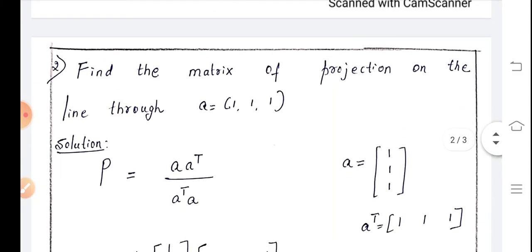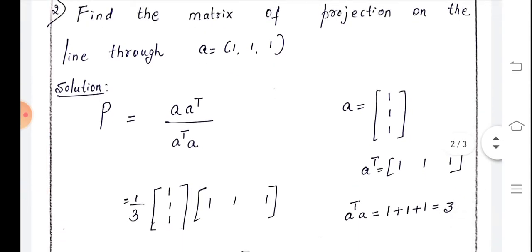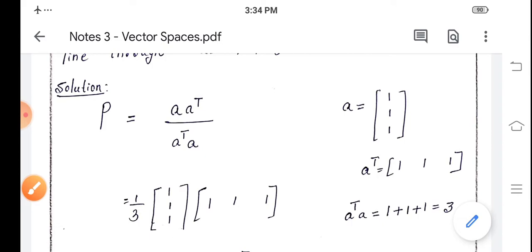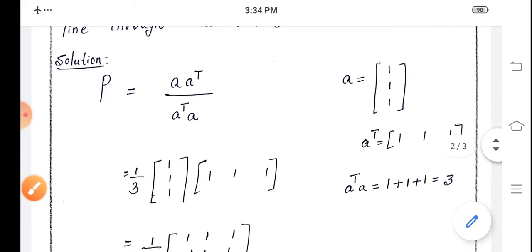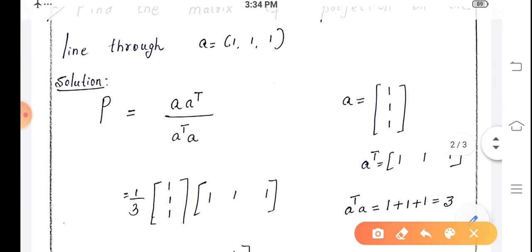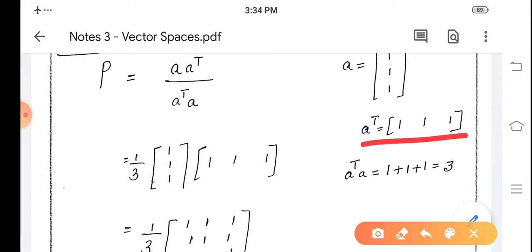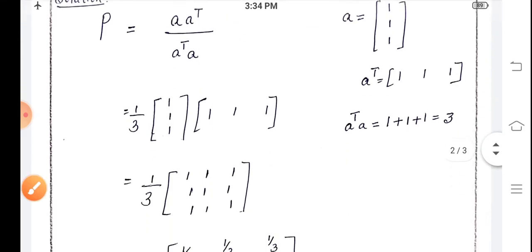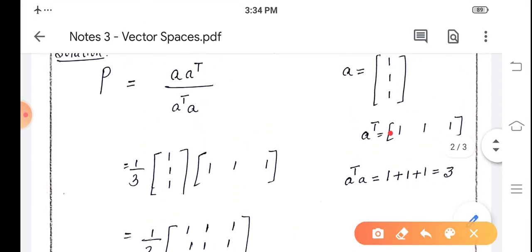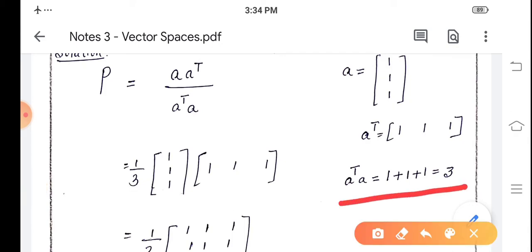Now let us work out one more problem, that is question number 2. Find the matrix of projection on the line through A is equal to 1, 1, 1. So we have the formula to find projection matrix. It is P is equal to A into A transpose divided by A transpose A. Here the given vector is A is equal to 1, 1, 1. That is we write A as column vector 1, 1, 1. Then A transpose will be row vector 1, 1, 1. Next we find A transpose A. So A transpose A is 1 into 1 plus 1 into 1 plus 1 into 1. That is A transpose A is equal to 1 plus 1 plus 1, that gives 3.